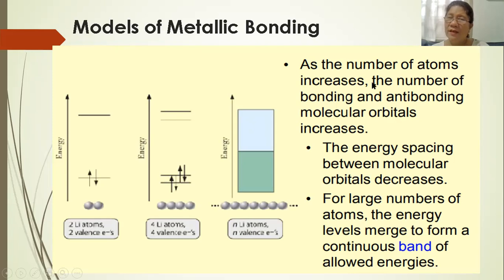So, increasing the number of atoms will decrease the energy spacing. There will be a large number of atoms in between energy levels. Okay, that is in the metallic bonding.